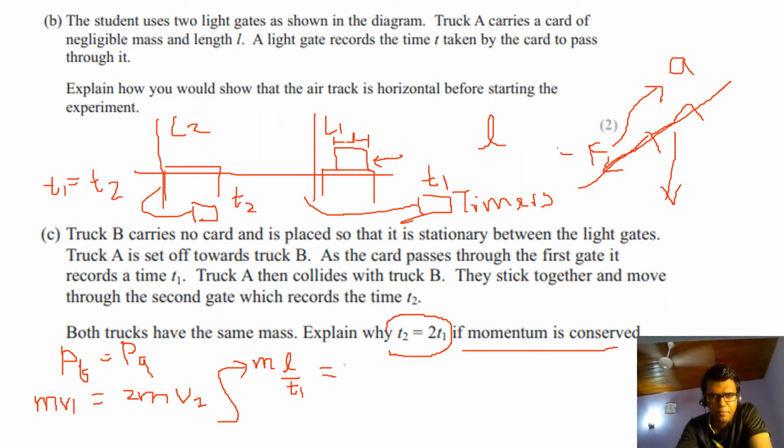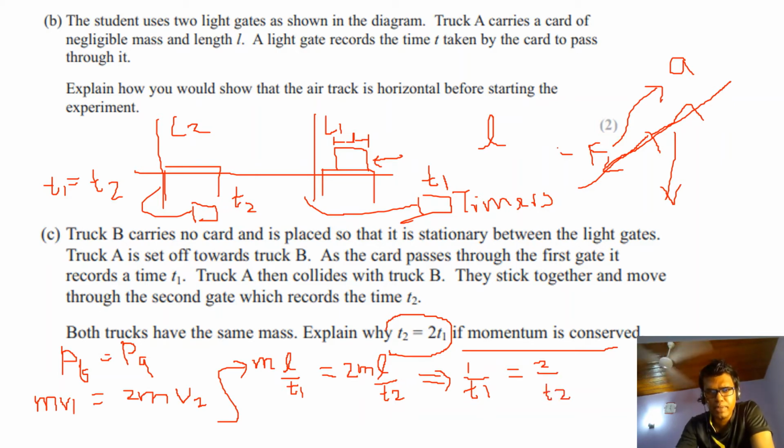In the same way, since the same cart passes through the second light gate, it has the same length, so the time taken is T2. Right. So now m and L, all these we have introduced, can be cancelled, right? So what you are left with is 1 over T1 equals 2 over T2.